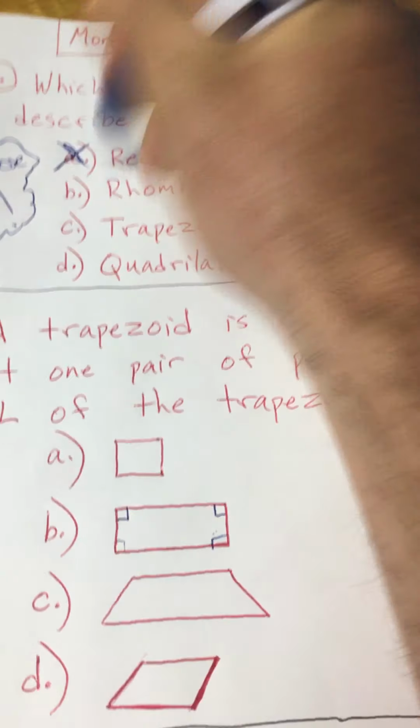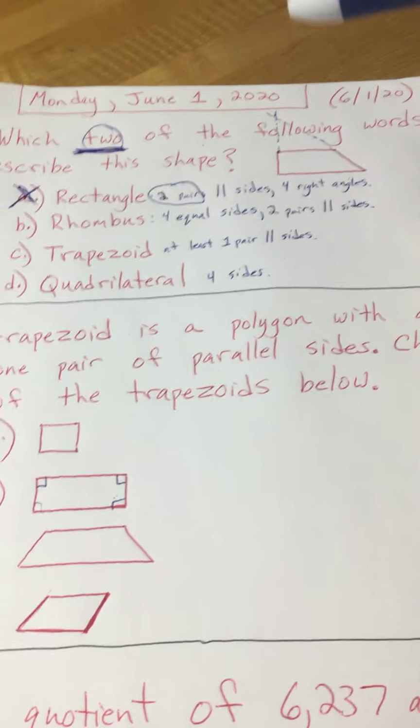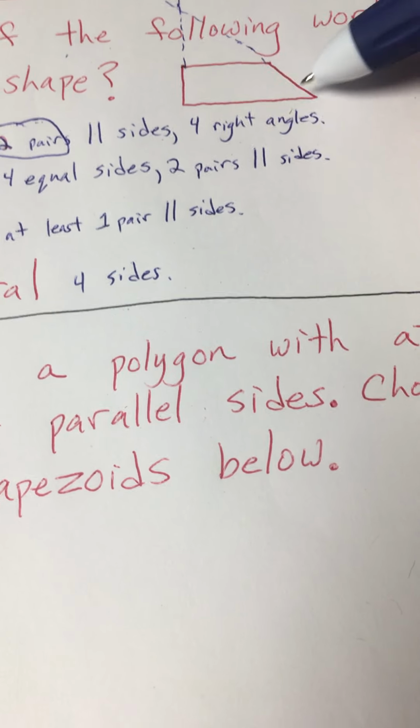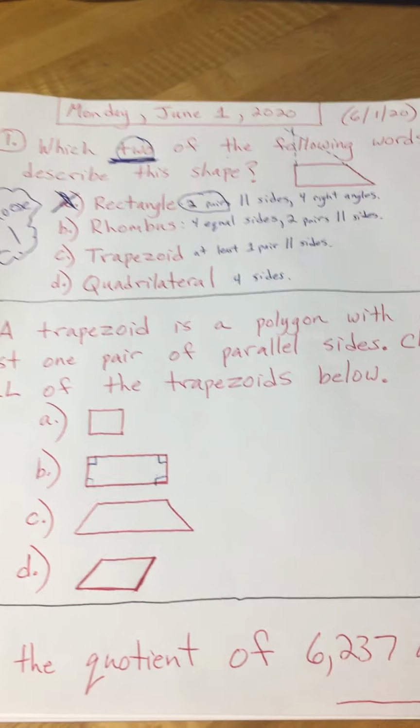A is incorrect because a rectangle needs to have two pairs of parallel sides. It only has one pair of parallel sides, and it also doesn't have four right angles because this is an acute angle and that is an obtuse angle. It only has two right angles, this one and this one. Okay, so rectangle is wrong.